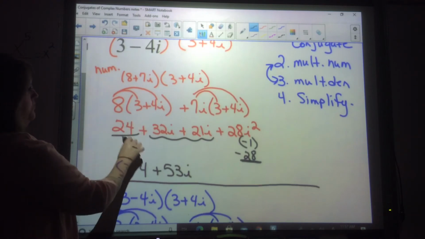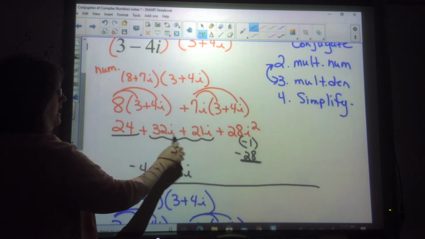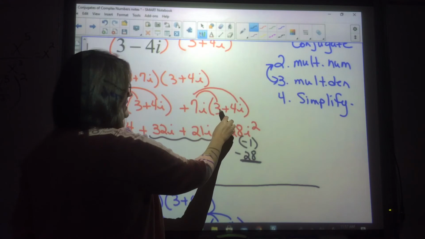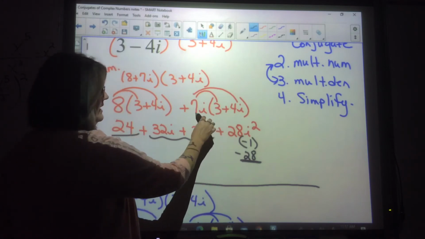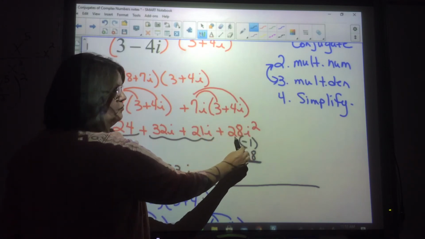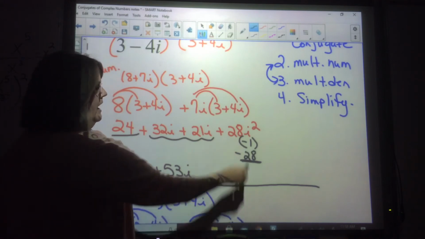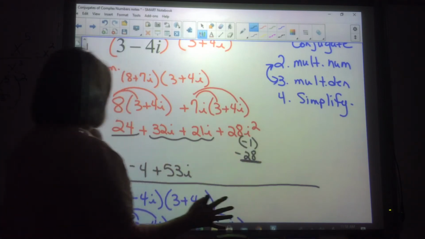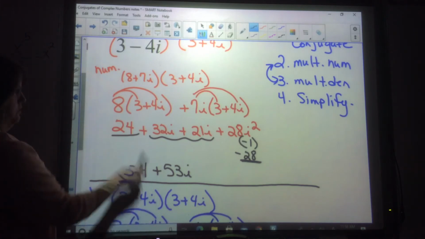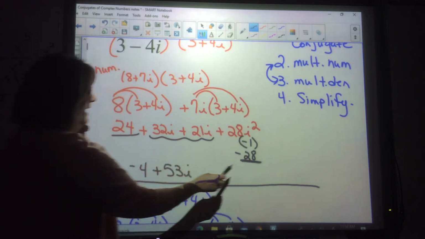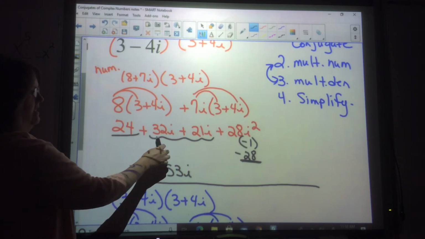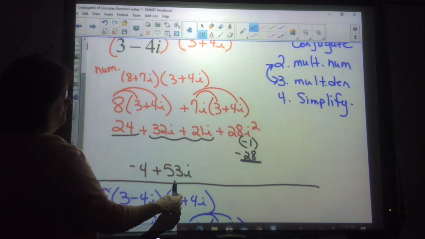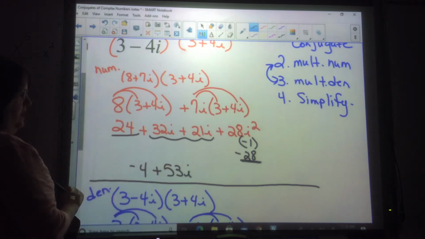So that gives me 24 plus 32i. And then 7i times 3 gives me 21i. And 7i times 4i is 28i squared. i squared is negative 1, which makes this negative 28. Now I have like terms with 24 and negative 28, which is negative 4. And then 32 and 21 are like terms, which is 53i. So I've taken care of my numerator now, and now I'm going to take care of my denominator.